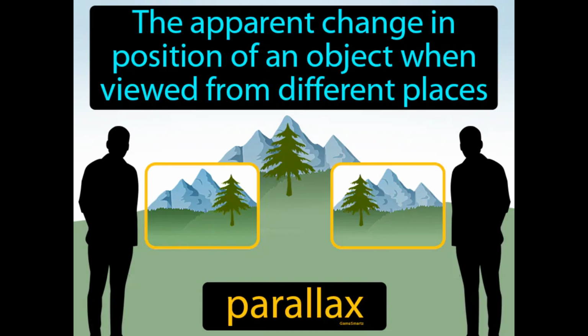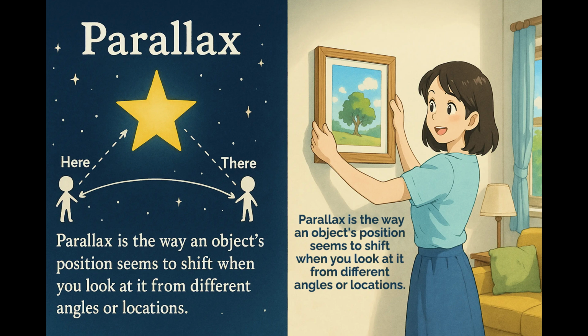The apparent change in position of an object when viewed from different places: parallax. Parallax is the way an object's position seems to shift when you look at it from different angles or locations. Imagine trying to find the perfect spot to hang a picture on a wall, and every time you move to a different part of the room, the picture seems to shift its position slightly.